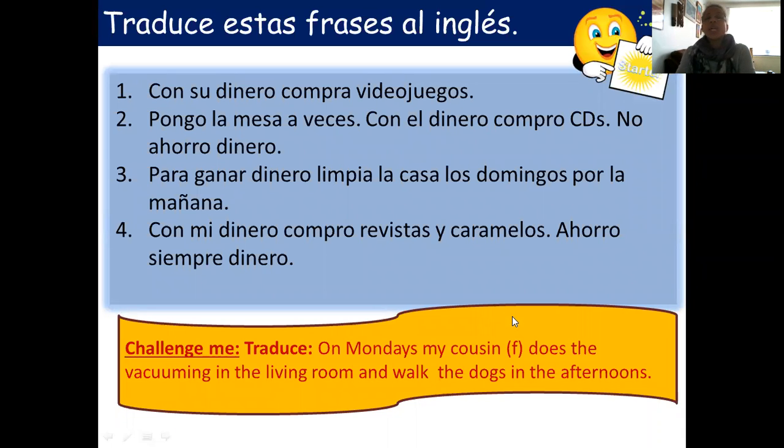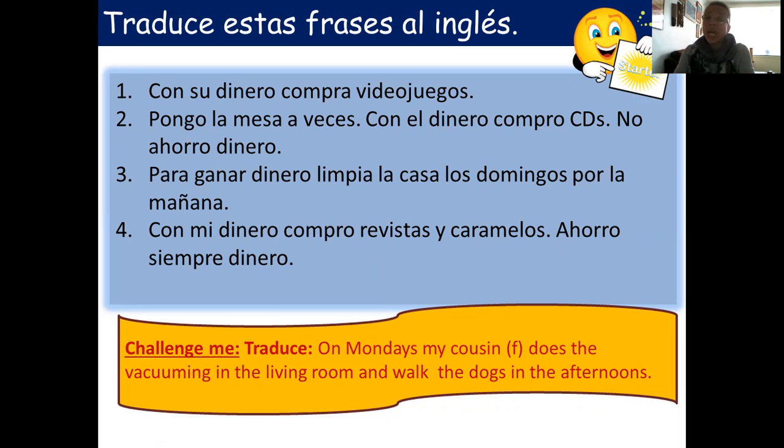Traduce estas frases al inglés. This is your starter activity. You're going to translate these sentences into English. These sentences are covering the vocabulary that you've been learning for the last two lessons, and also applying the grammar point that we did in lesson 2, where you have to use the third person in the present tense, okay? So you use the first person and the third person.